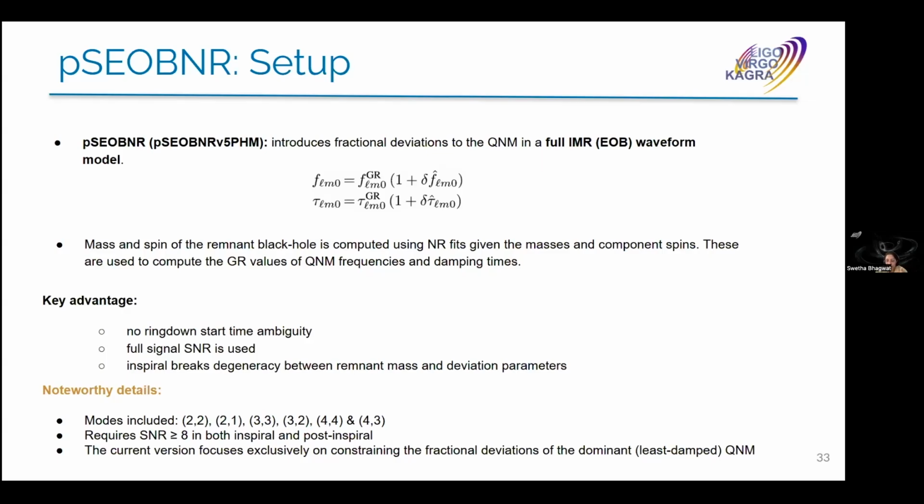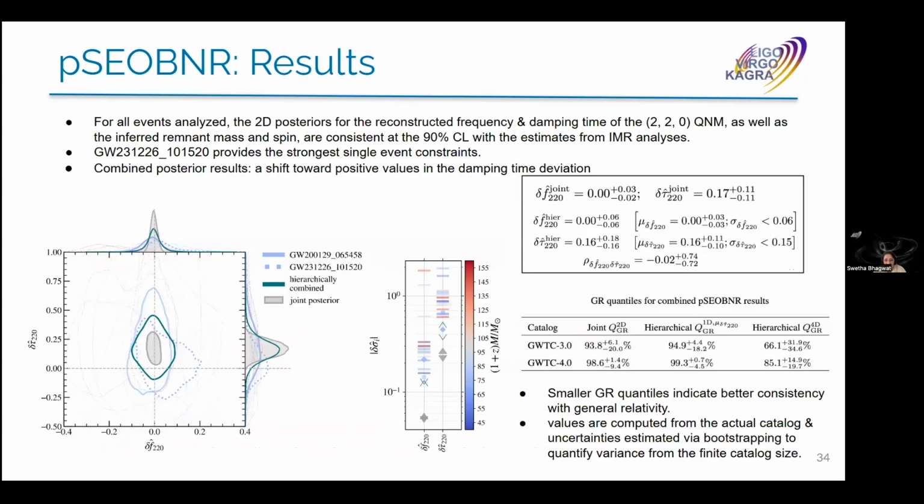Second, you get to use the full signal to noise ratio of the signal. And third, the inspiral constrains the remnant mass and spin dominantly, and this breaks the degeneracy between the remnant mass and the deviation parameters that would otherwise limit the sensitivity of the test. The analysis requires that we need to have an SNR greater than 8 for both the inspiral and the post-inspiral portion. And it focuses on constraining the deviation parameter of the dominant 2-2 mode. Next slide, please. Thank you.